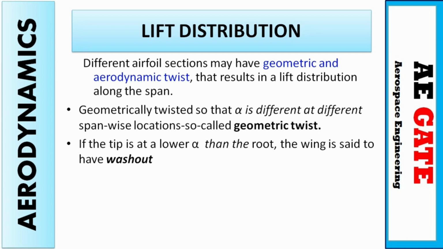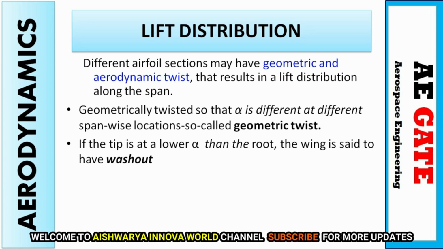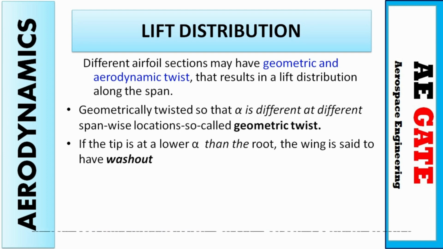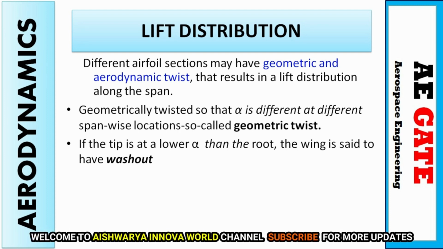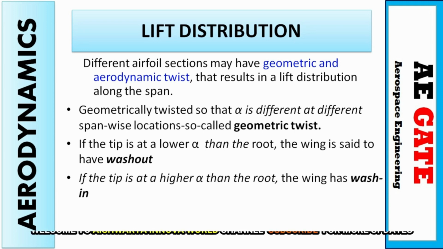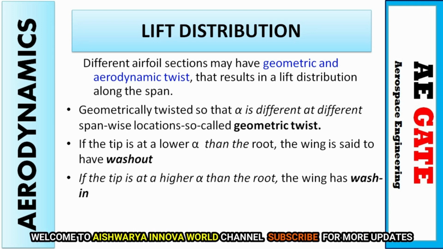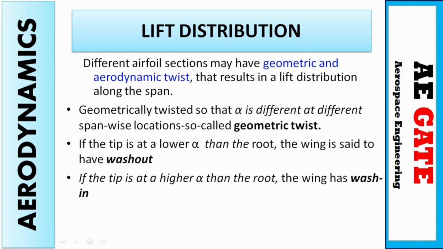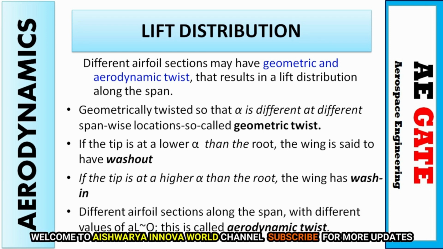Now what is washout? If the tip is at a lower angle of attack than the root, the wing is said to be washed out. Now what is wash in? If the tip is at a higher angle of attack than the root, the wing has a wash in condition. Now what is aerodynamic twist?